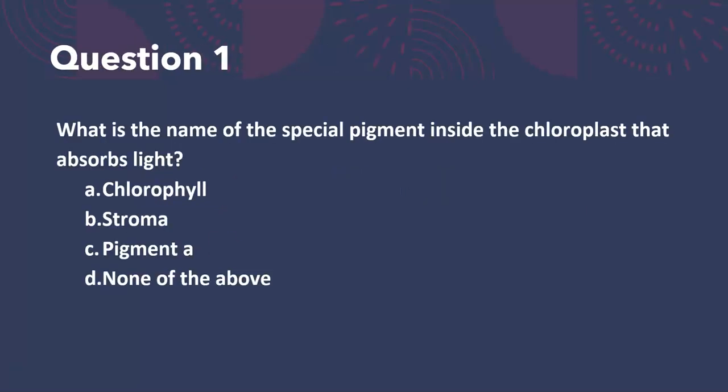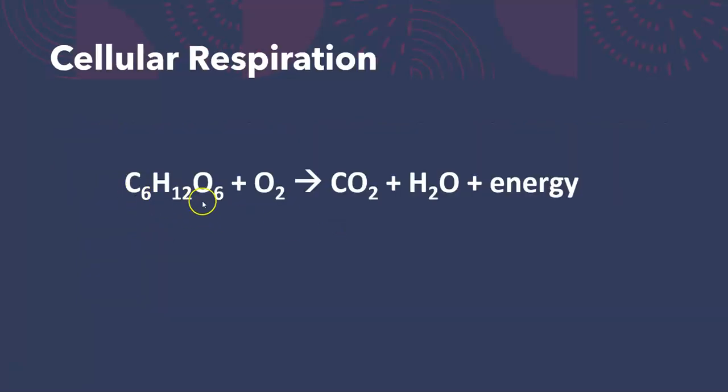Okay, so here we've got our glucose, C6H12O6, in the presence of oxygen. So what we're going to be talking about is aerobic cellular respiration. Aerobic means oxygen is present. We're going to produce carbon dioxide and water and energy. And the form of energy that's going to be made is ATP.